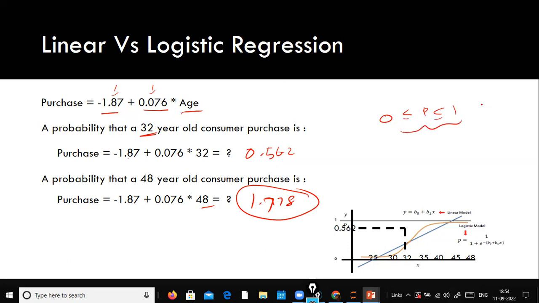It should not be more than 1. Look here, it should not be more than 1. Okay, this is your 0, this is 1. It should not be above this one. But in this case, it is violating, right?